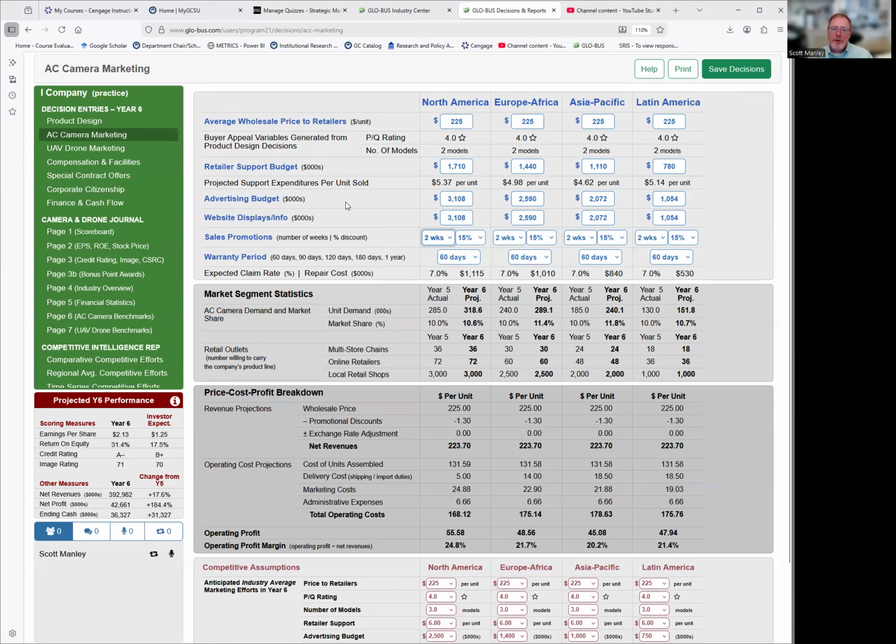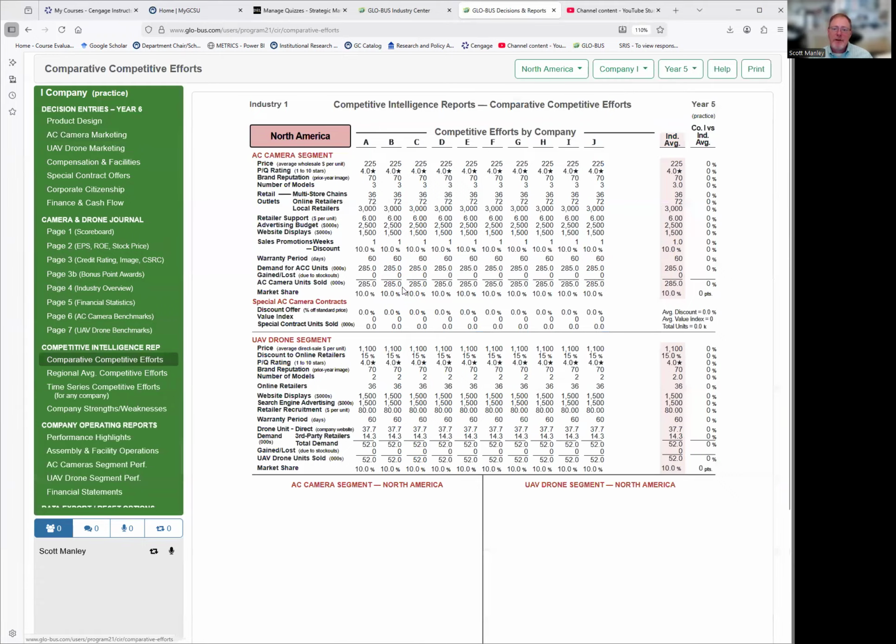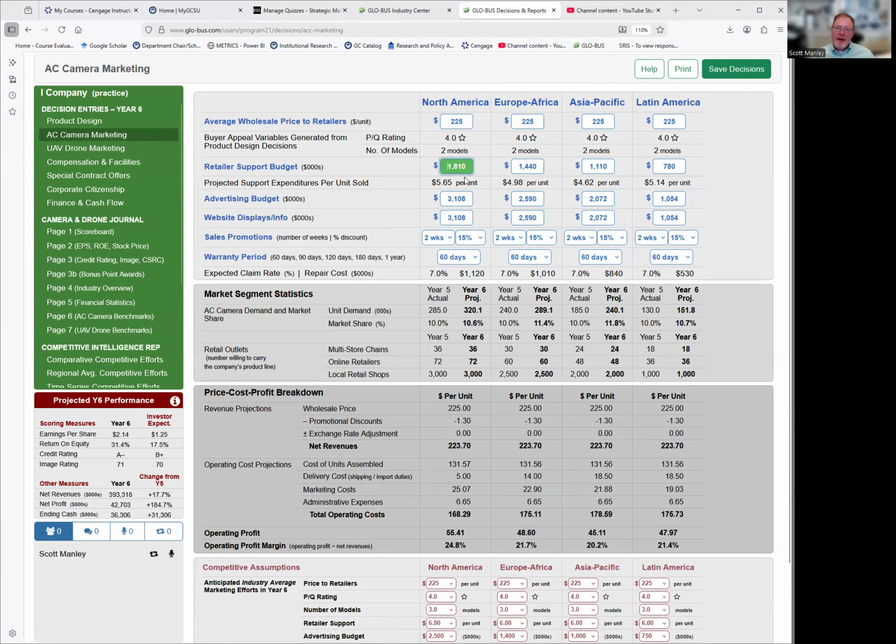The last thing I want to do is increase my projected support expenditures budgeted per unit sold. You have to go to your comparative competitive efforts, but what that will show you is last year, every company was spending $6 in retailer support for their product. So I'm going to increase my spending until I get that back up to about $6 per unit. Now, this is not going to be absolute. It's not an exact science. These are simply estimates when I put money into that. But as I put money into retailer support, you can see that it changes the number of units that I'm selling.